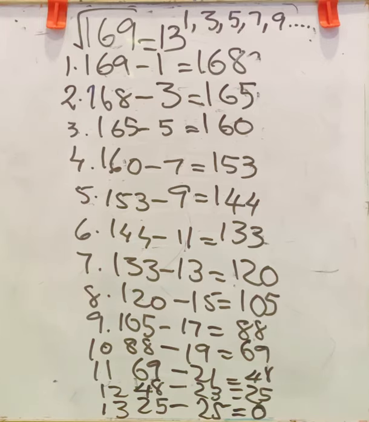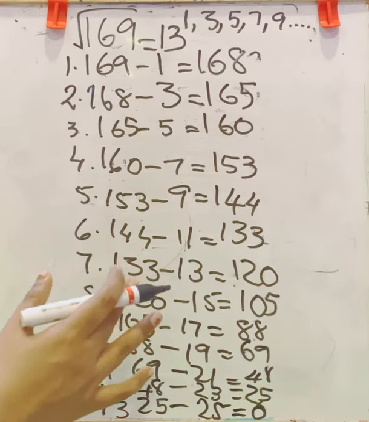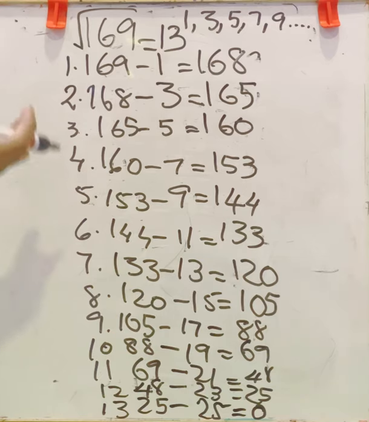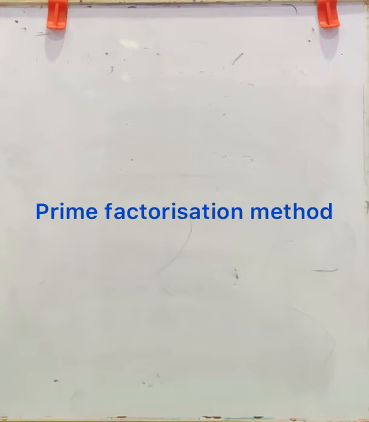But this is not practical for bigger numbers. So there is another method to find the square root. One of them is the prime factorization method. We can check that. Next question: find the square root of the following numbers by the prime factorization method.